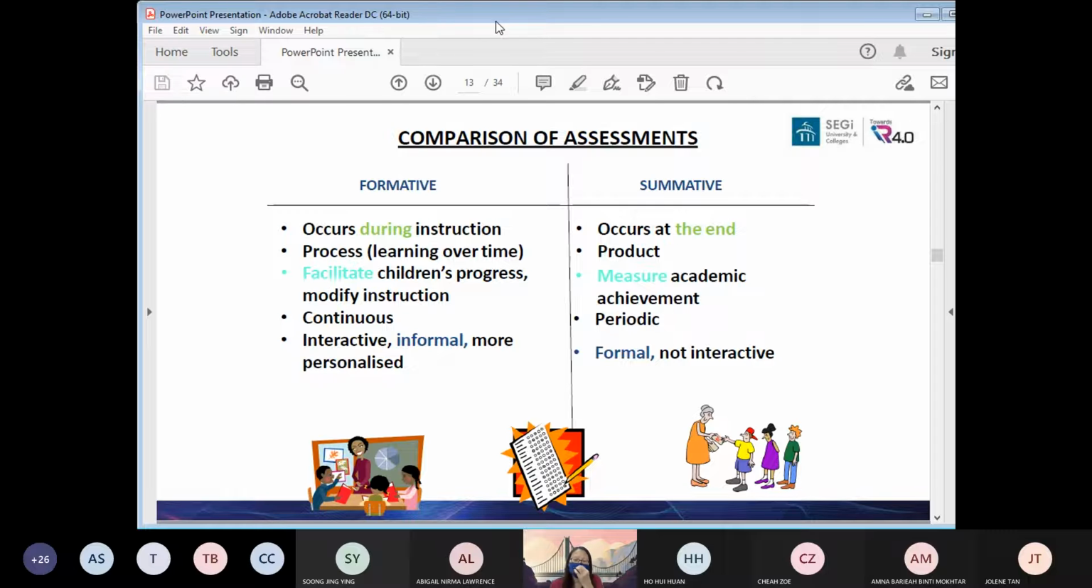It's periodic. What is periodic? That means it's at interval times. Okay, it's a fixed time. Every end of semester. Okay. And then formal. Yeah, it's formal. I told you it is not interactive. Now, when you do your test, do I talk to you? Do I go there and say, hello, hello, can do or not? Cannot, I give you the answer. Do I do that? Yes? Jolene, are you there? Do I do that during a test?